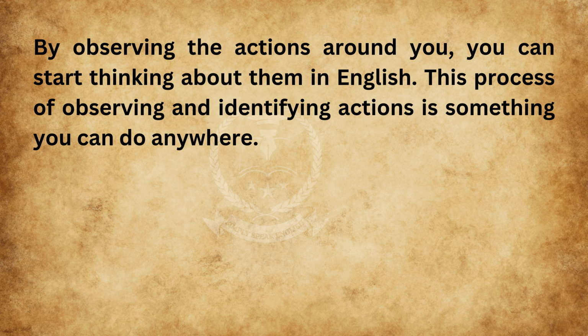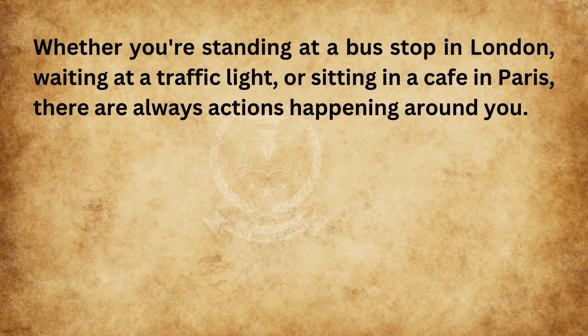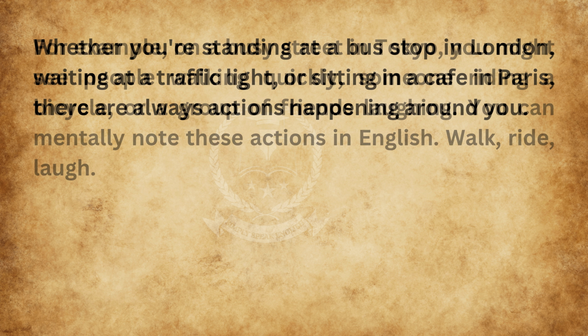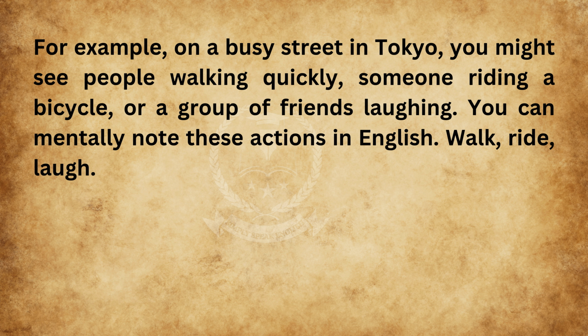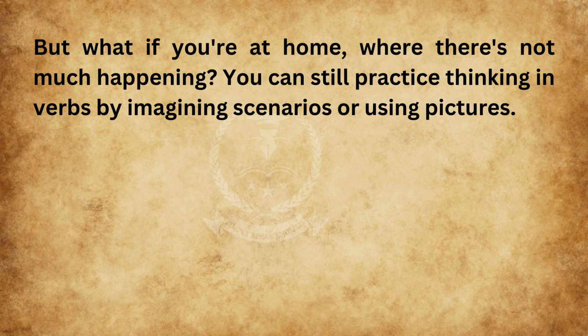This process of observing and identifying actions is something you can do anywhere. Whether you're standing at a bus stop in London, waiting at a traffic light, or sitting in a cafe in Paris, there are always actions happening around you. For example, on a busy street in Tokyo, you might see people walking quickly, someone riding a bicycle, or a group of friends laughing. You can mentally note these actions in English. Walk, ride, laugh.